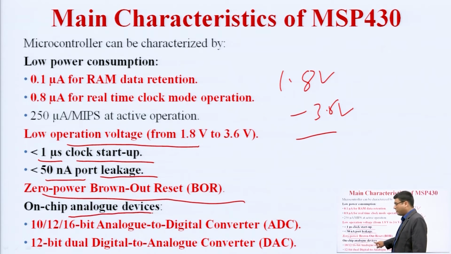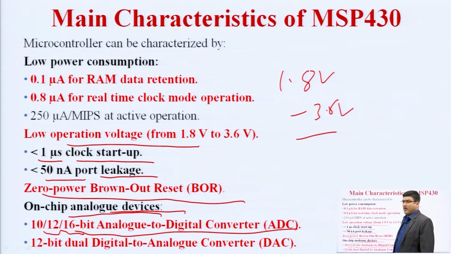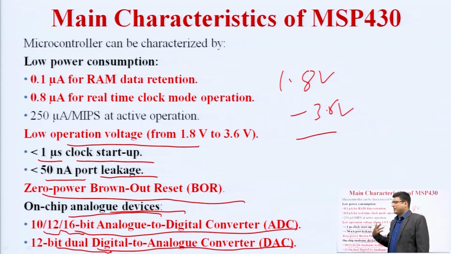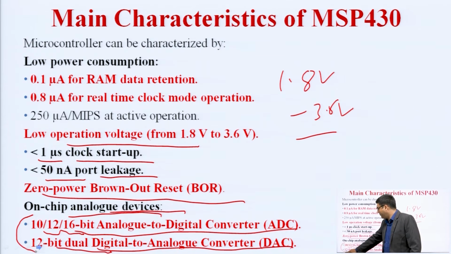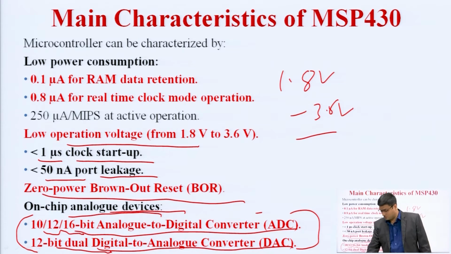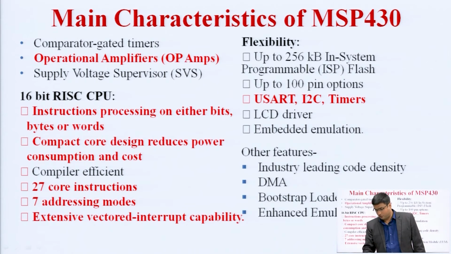So, it has on chip analog devices. One of the important features of microcontroller MSP430 is that it has on chip analog devices, that is 10/12/16 bit analog to digital converters available in MSP430 microcontrollers, and 12 bit dual digital to analog converters. So, basically in microcontrollers there may be ADC and DAC available. How much ADC and DAC is available is mentioned here. These are the main characteristics of MSP430 microcontroller.